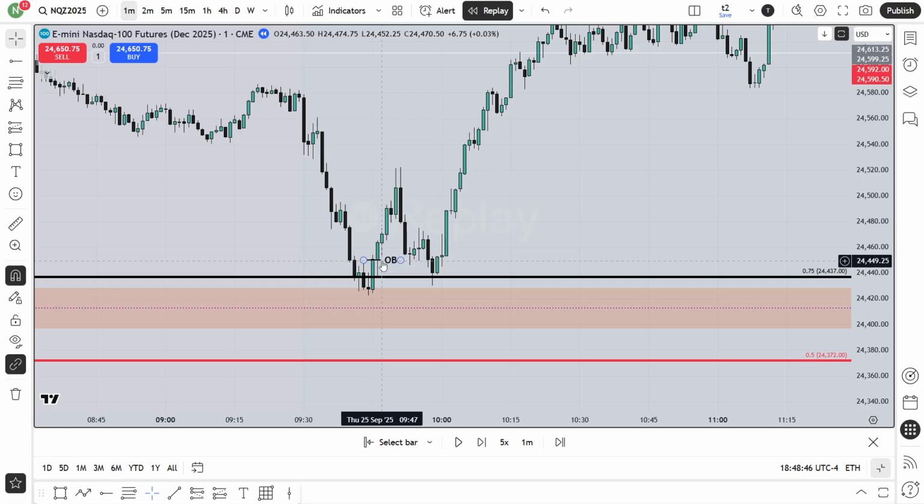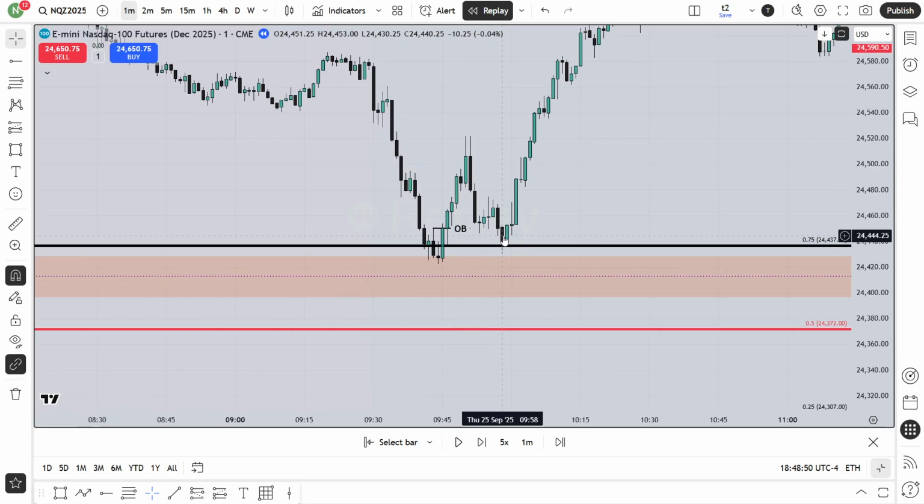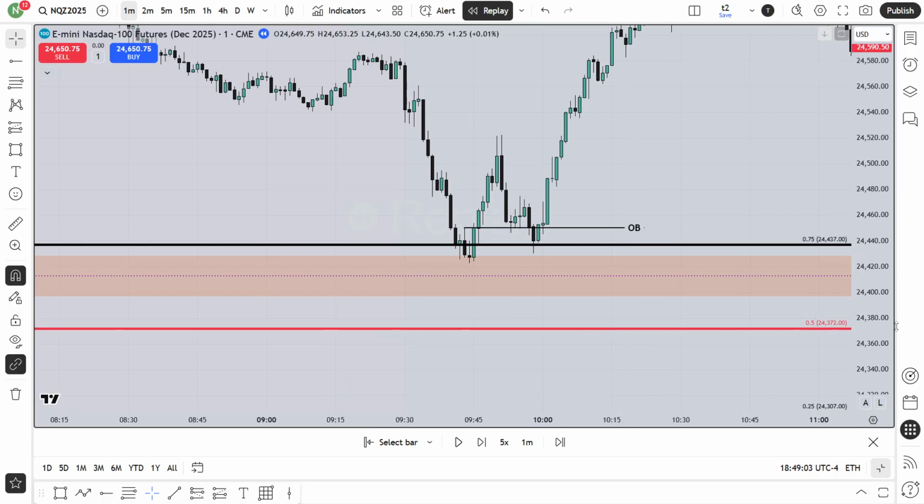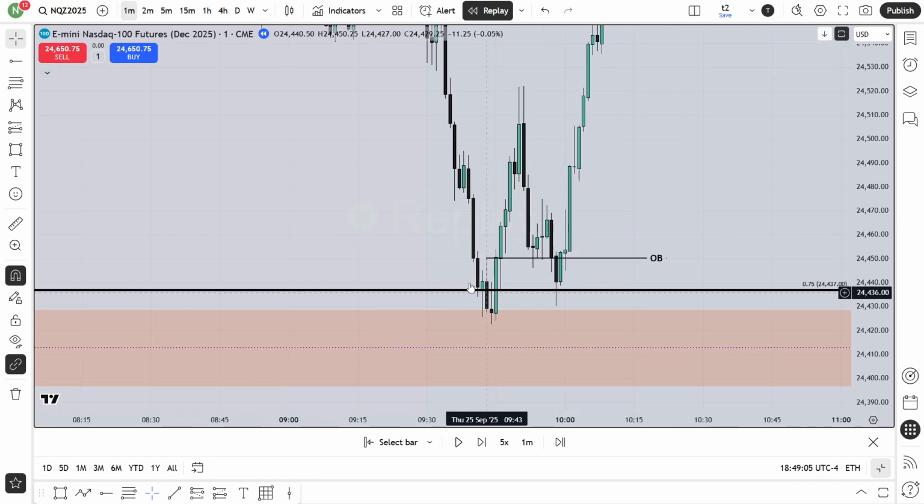Has the liquidity been taken after trading this order block? No, it didn't. Then this market has fallen and came back again inside this order block. Here is the place where you can look for a new order block, or it is actually called the propulsion block. I'm not going to use that term because there are a lot of other things you have to understand about the propulsion block. So instead, I'm going to use the term order block here.